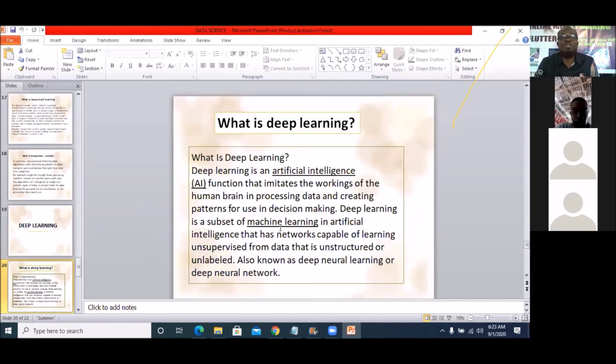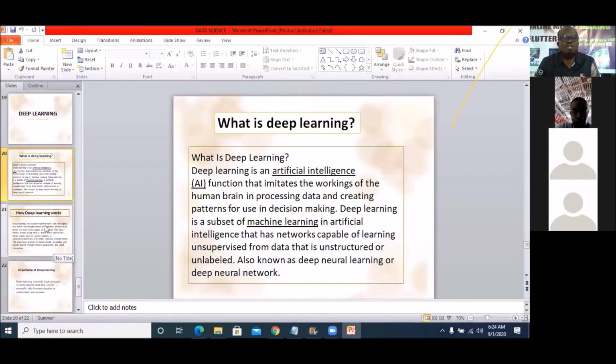Deep learning is a subset of machine learning. Like I told you, there are other ways you can do machine learning. You can use what we call support vector machine. There are many other ways, like scikit-learn, plenty of them. But deep learning is the subset that is very, very powerful in artificial intelligence that has networks capable of learning unsupervised from data that is unstructured and unlabeled. So with deep learning, you can do a whole lot of things. It is also known as deep neural learning. You can also call it deep neural network. Those are other names that you can call deep learning.